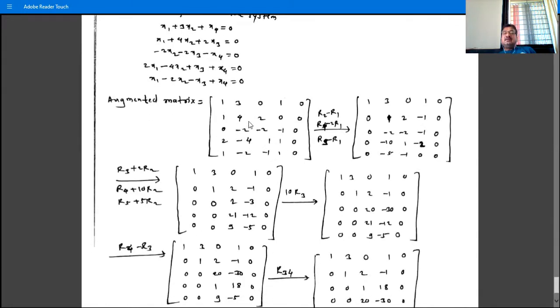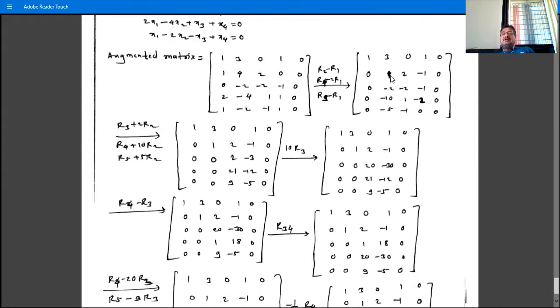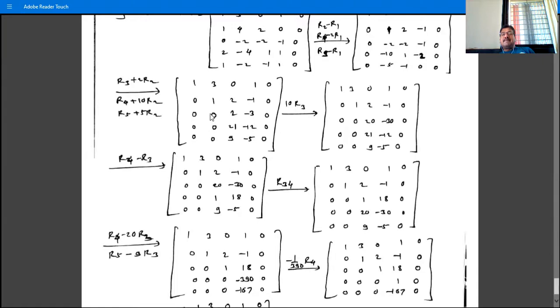So here is 1. So we have to reduce these elements to 0. Already here is 0. So R2 minus R1, R3 minus R1, R4 minus 2R1, and R5 minus R1. So after this we have all the 0, and the remaining elements are also changed. Then here 1 is there. So we have to reduce this minus 2, minus 10 and minus 5 to 0. So R3 plus 2R2, R4 plus 10R2, and R5 plus 5R2. And therefore we have this matrix. We have 0 at this place.